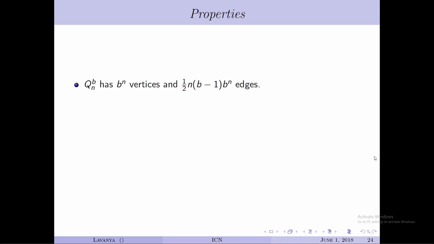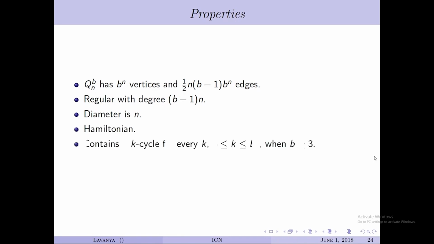So, it is n into 2 power n minus 1 number of edges. Here a similar extension you can see, it is n into (b minus 1) into b power n edges, half of that. And it is also a regular graph with degree (b minus 1) into n, and diameter is again n. Even though we are talking about b power n vertices, 3 power n, 4 power n, we boil down to log base b. Okay, so we will just reduce everything to log base of that, right.